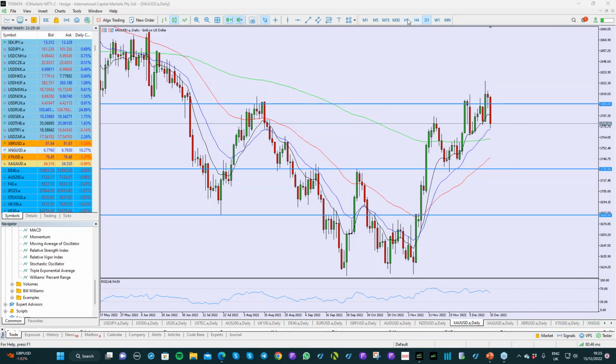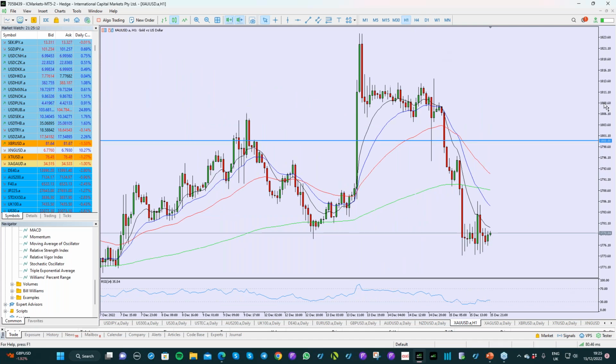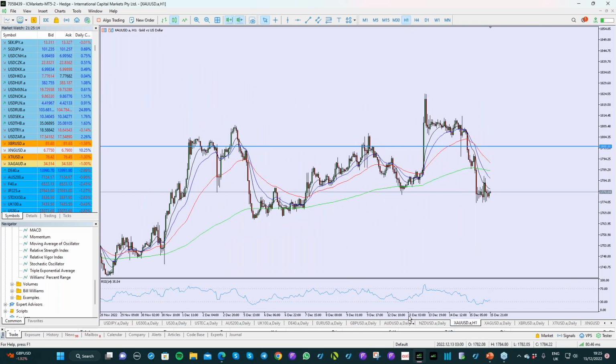So for example, on the hourly time frame there, I would wait for price to get beneath this area here, and then hopefully pull back and give me a short entry in that kind of area there.